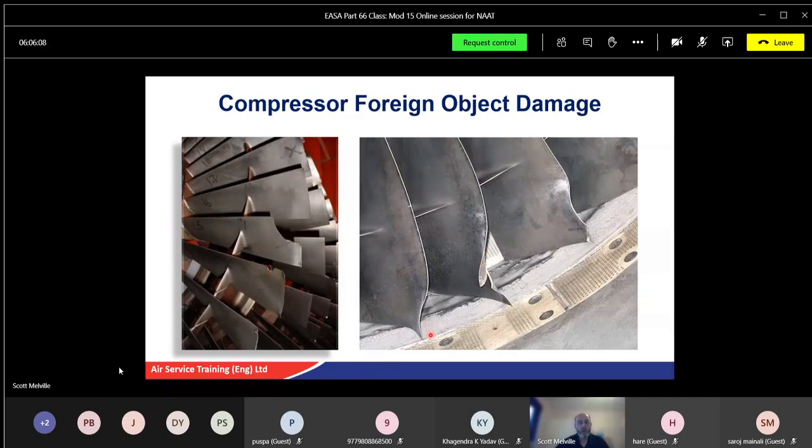I mentioned soft FOD damage with water. Water can bend a blade like this. It won't make it tear, but it can certainly bend the tip of a blade forward. Okay, so watch out for that as well.